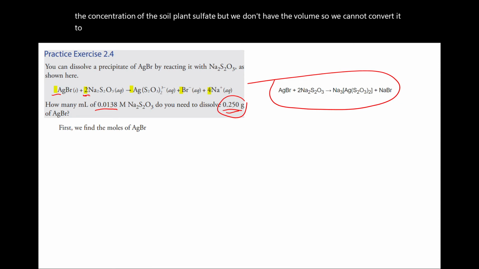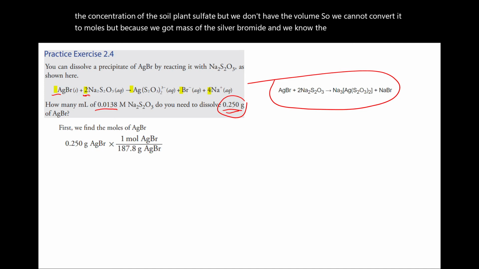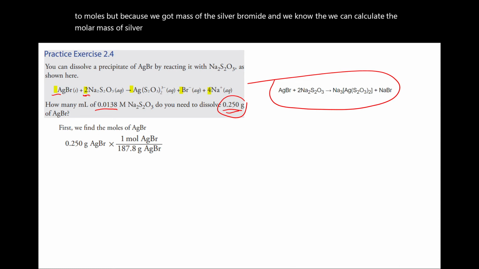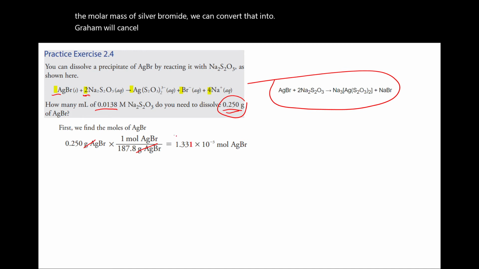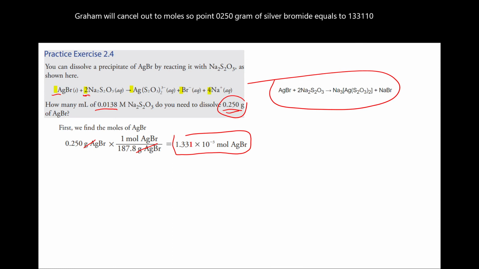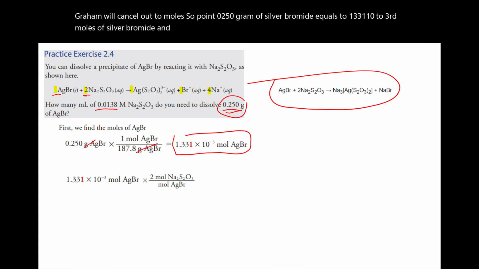Because we have the mass of the silver bromide, and we can calculate the molar mass of silver bromide, we can convert that into moles. The grams will cancel out to moles. So 0.250 gram of silver bromide equals 1.331 × 10^-3 moles of silver bromide, and then you can convert that.